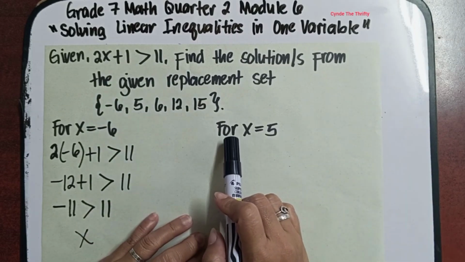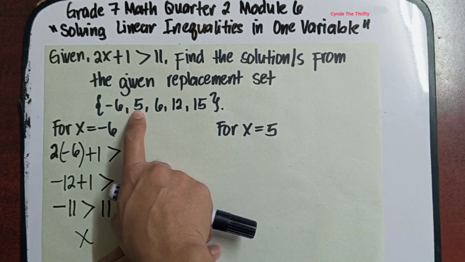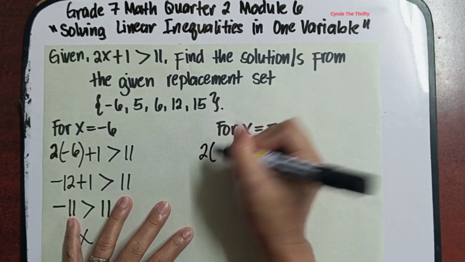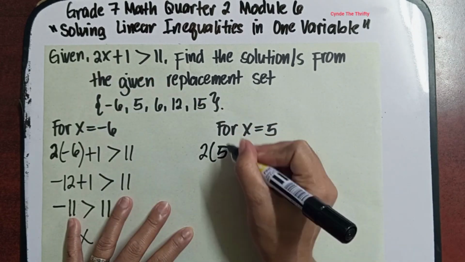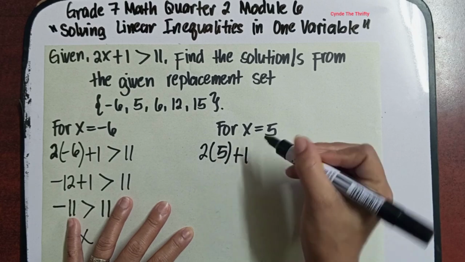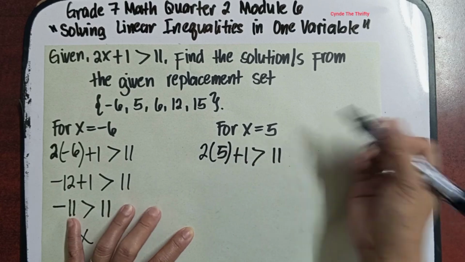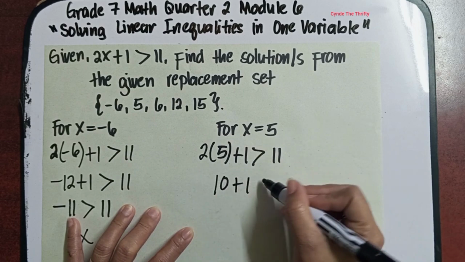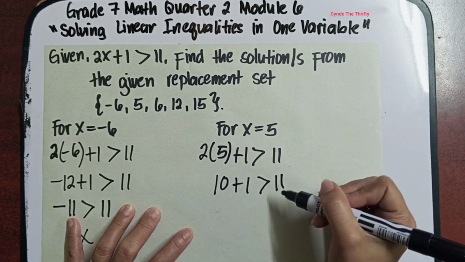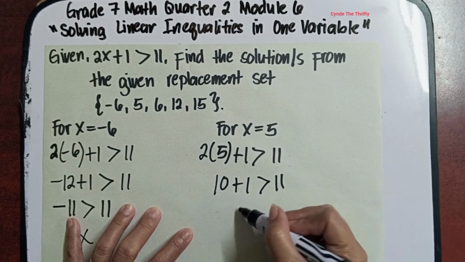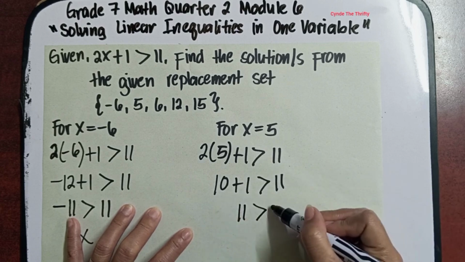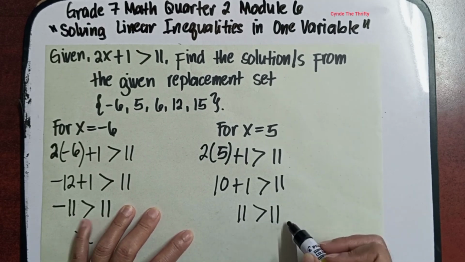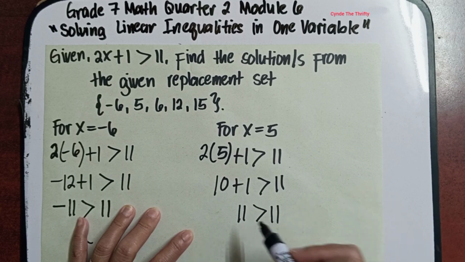Punta naman tayo sa pangalawa. So, kung si x naman is 5 ang kanyang value. Okay, solve natin. So, 2 times the value of x na 5 plus 1 is greater than 11. So, 2 times 5 is equal to 10 plus 1 is greater than 11. So, 10 plus 1 is equal to 11 is greater than 11. True ba itong statement na ito? 11 is greater than 11? False. Kasi si 11 is not greater than 11.